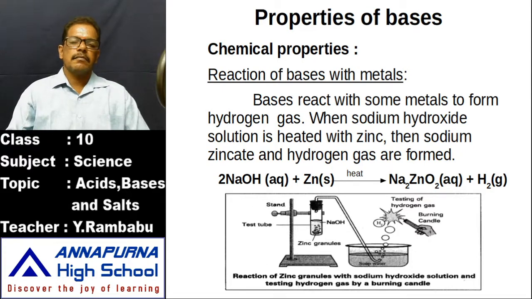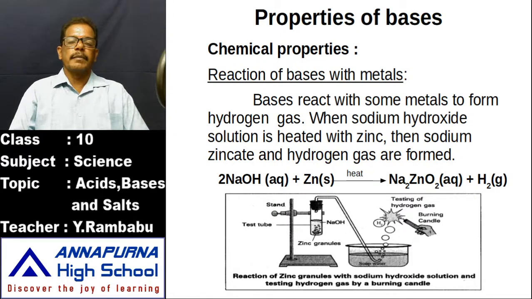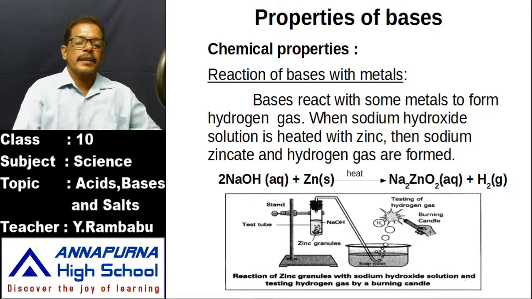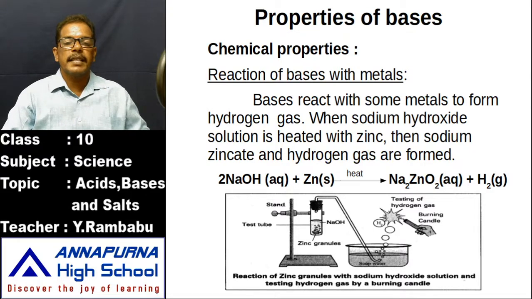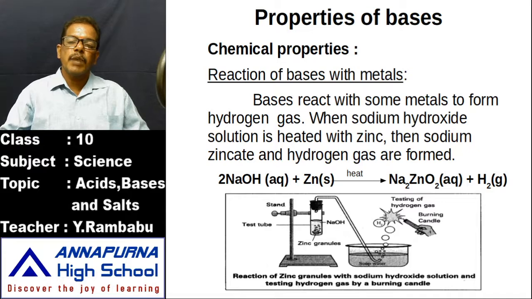Test that gas. How do you test that gas? Take a burning splinter and place it near the gas-filled bubble. The splinter is put off and the gas burns with a blue flame. Which gas is it? Hydrogen gas. That means sodium hydroxide, a base, reacts with zinc, a metal, and a salt is formed. What is that salt? Sodium zincate, whose chemical formula is Na2ZnO2. Sodium zincate is formed and hydrogen gas is liberated.